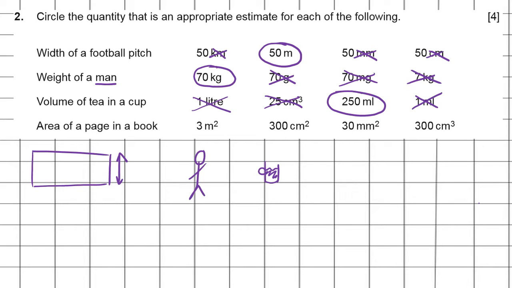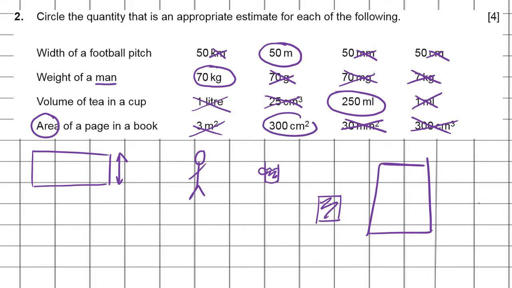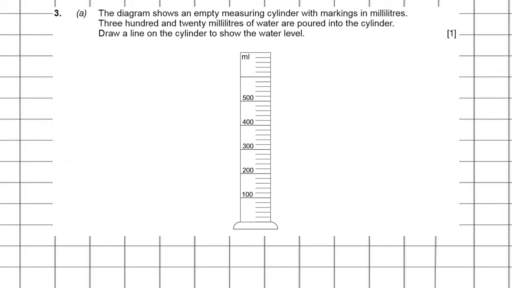Okay, area of a page in a book. So this is a page. So 3 meters squared. That's massive. That's really big. Nope. 300 centimeters cubed. Well, no, we want area, and that's volume. So no. 13 millimeters squared. That's tiny. So therefore 300 centimeters squared.